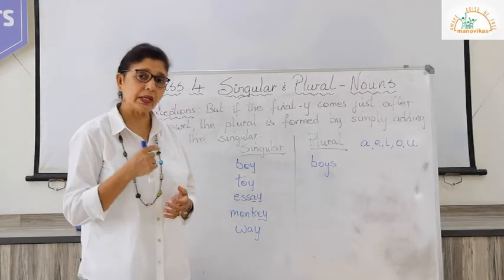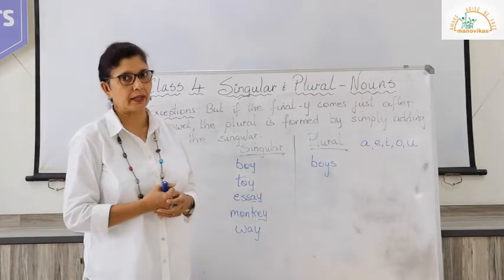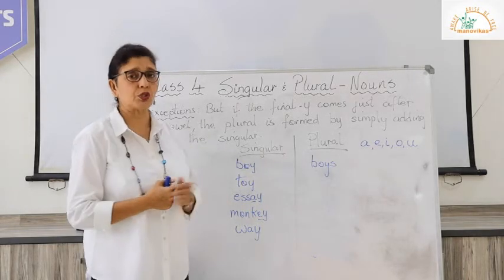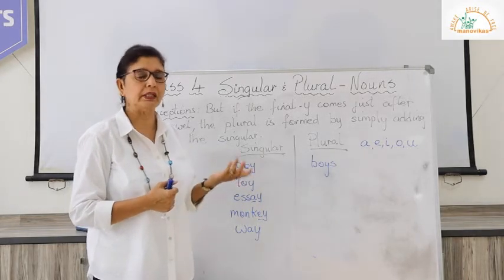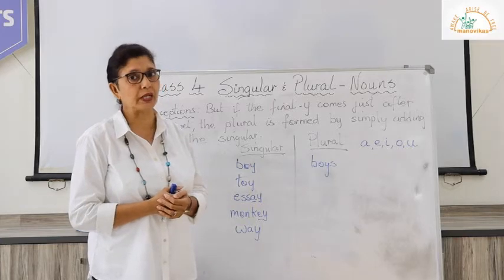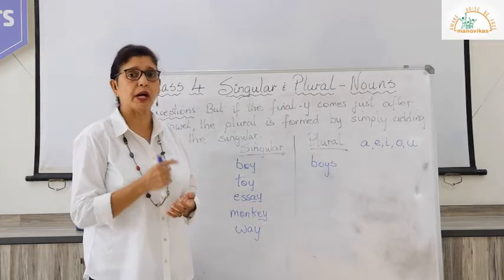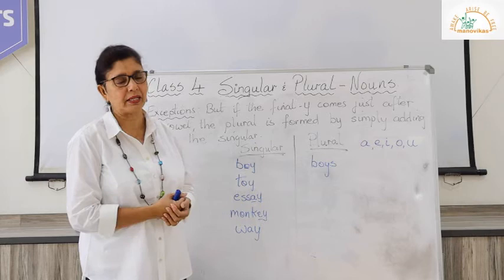Now these nouns are again ending in a Y. But here these are exceptions to the earlier rule. The earlier rule says that words or nouns ending in Y have to drop the Y or change the Y to IES.